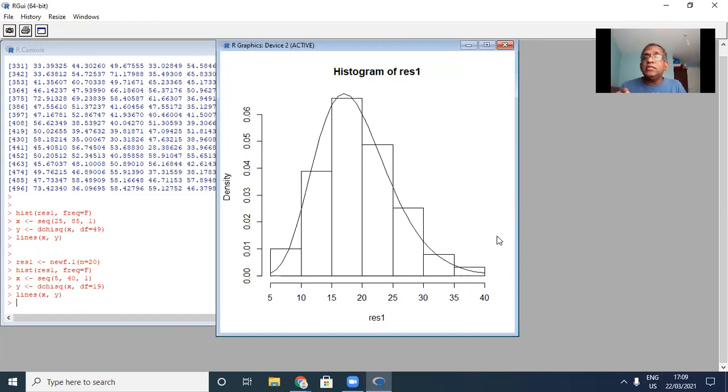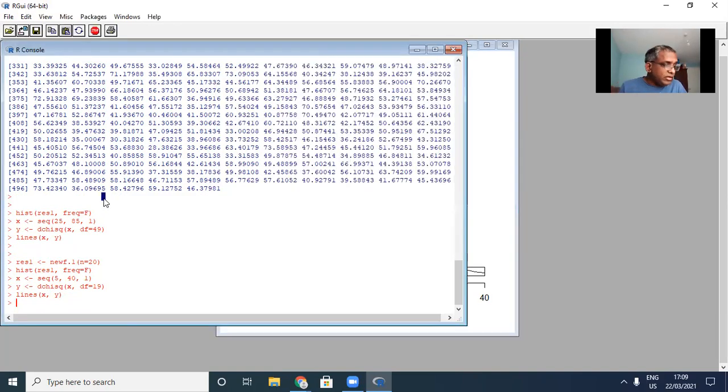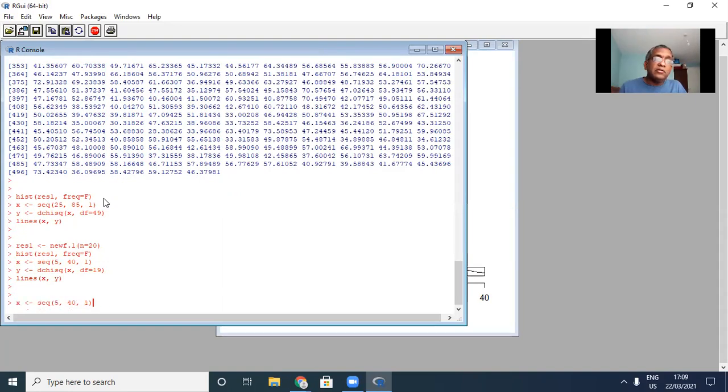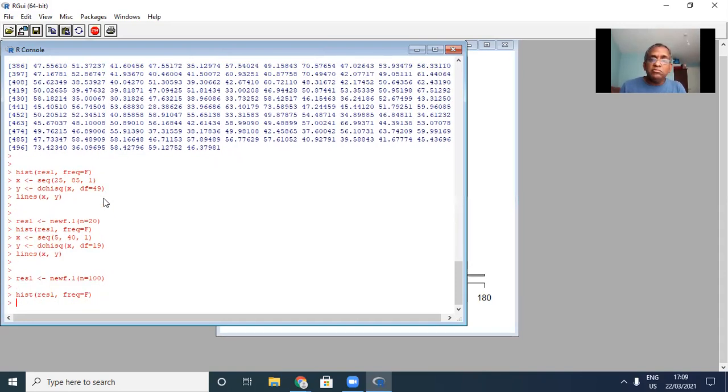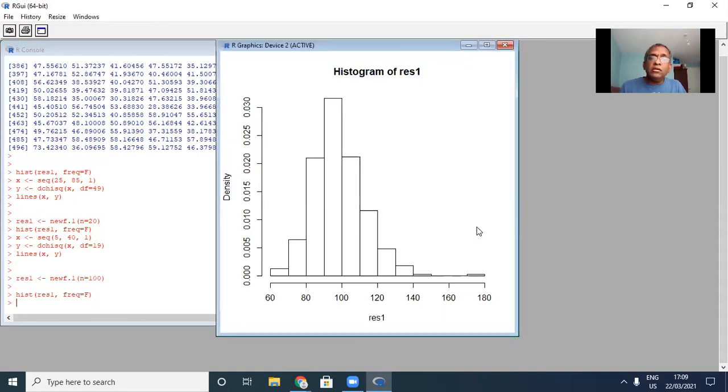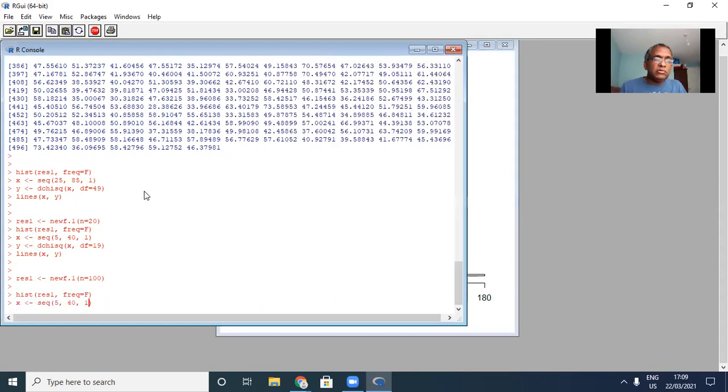Once again, the fitted density, which is the density of the chi-squared with n minus 1, is a good fit to the simulated data, or the simulated histogram, as it should be. All right, and finally, let me choose n to be 100. Then I do a histogram of the simulated data, which is this. You can see it goes from 60 to 180. So I choose the x-axis to go from 60 to 180 in steps of 1.